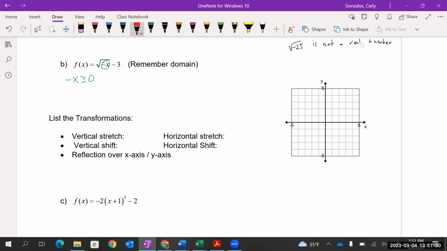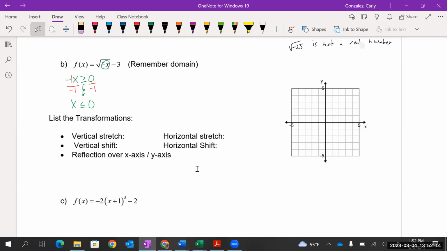And now if I wanted to solve for x, I could write that -x as -1x. And to get x by itself, I could divide both sides by -1. However, when I multiply or divide both sides of an inequality by a negative, I have to be sure to flip my inequality symbol. And 0 divided by -1 is still 0. So essentially, this is telling me that my domain will only be to the left of the y-axis because x has to be less than or equal to 0. So that might help confirm some of my transformations as well.